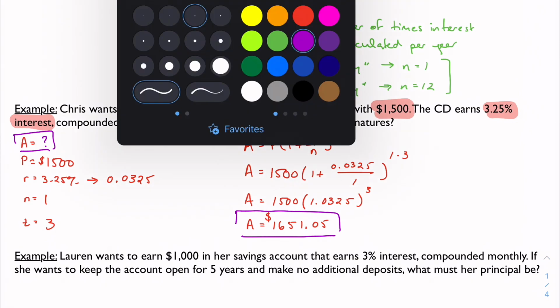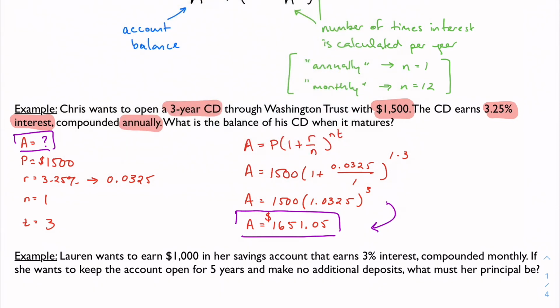One thing you want to be careful of is when I'm going from this step to this step. Remember your order of operations. In my calculator, I just entered exactly that line in, right? I just entered 1500 parentheses 1.0325 parentheses exponent 3, and it gave me the right answer.